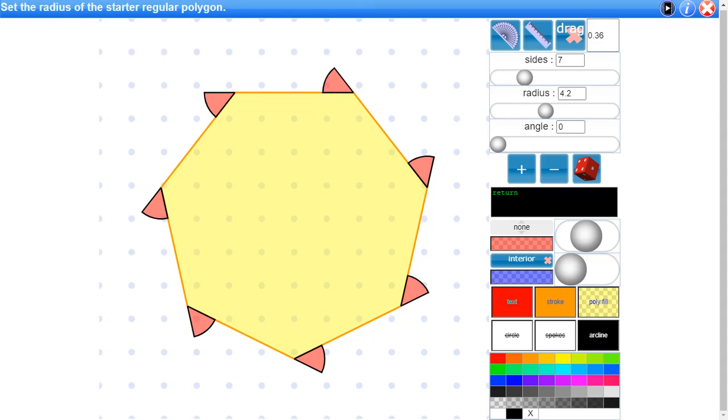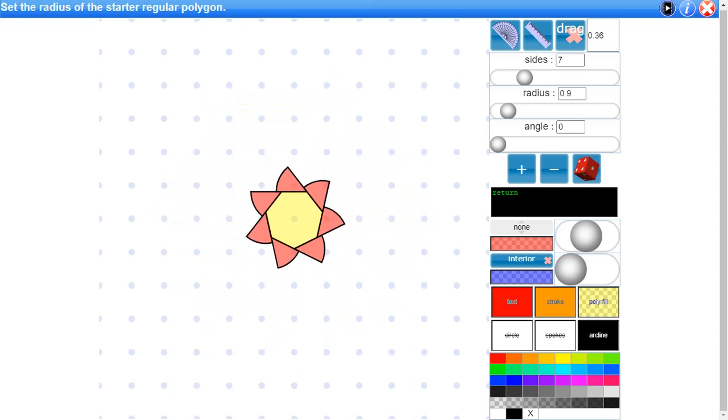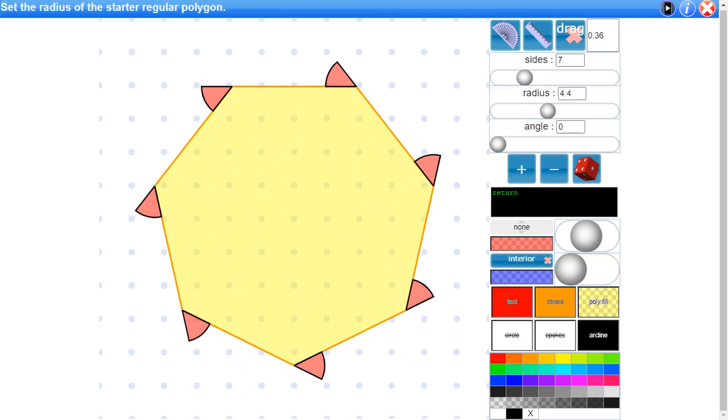By the time that you move the radius button and shrink your shape down, again, you're ending up with that sort of pattern showing that all the angles on your exterior shape add up to make 360 degrees.